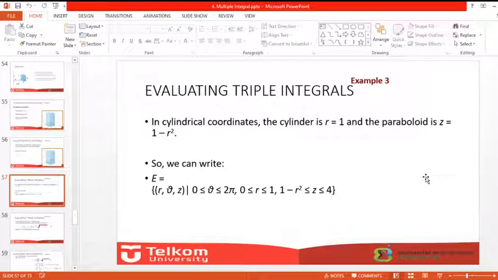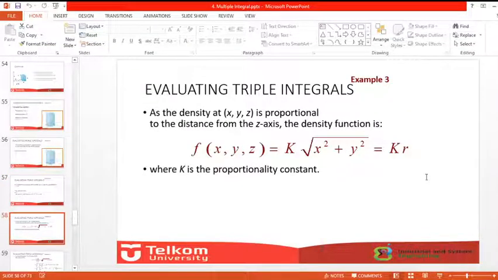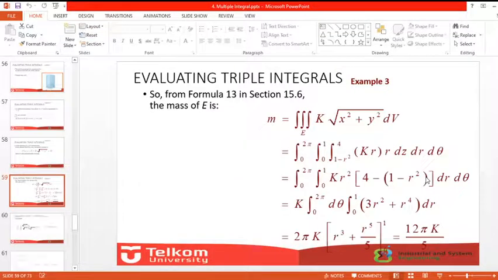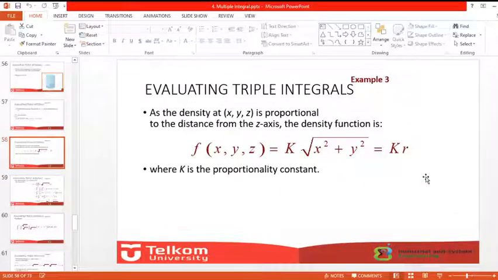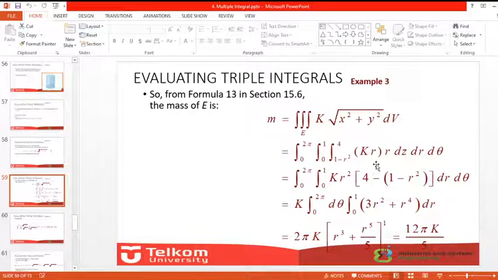From 0 until 2π, 0 until 1, and also z from 1 minus r square until 4. So we can define the triple integral. The k here means that the function f(x, y, z) equals k times x square times y square. So we can change this to k times x square times y square times dV. So we get k times r square dV, which we can change to r dz dr dθ.